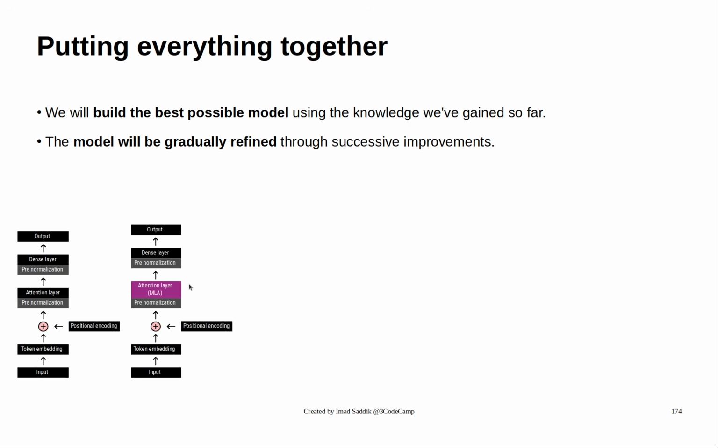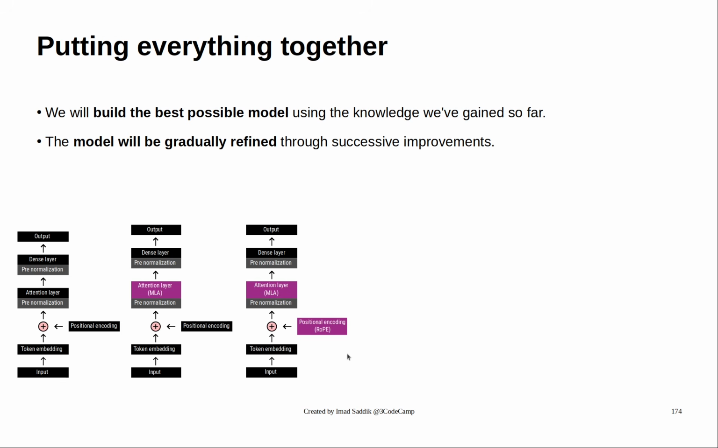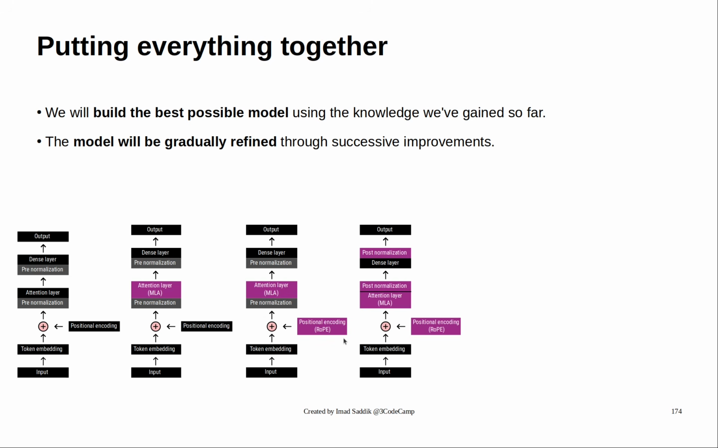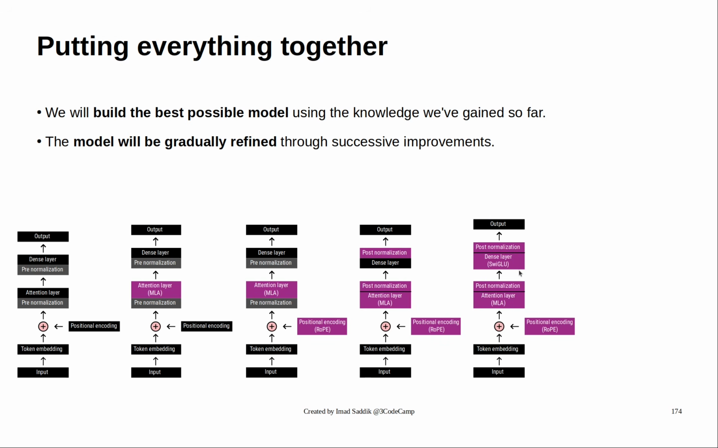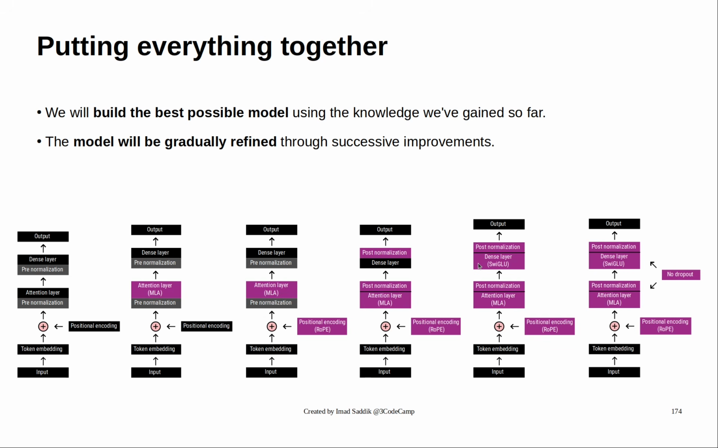First, I will change the multi-head attention part to multi-head latent attention. Then I will use rotary positional encoding to encode the positions. After that, instead of doing pre-normalization, I will use post-normalization. In the feed-forward network, which I called dense layer, I will replace the ReLU activation function with swiglu. And last, I will remove dropout.